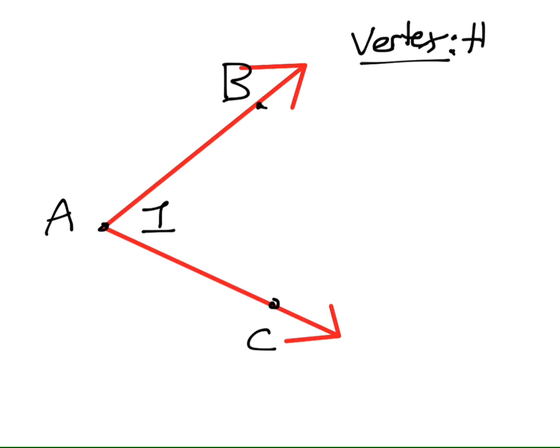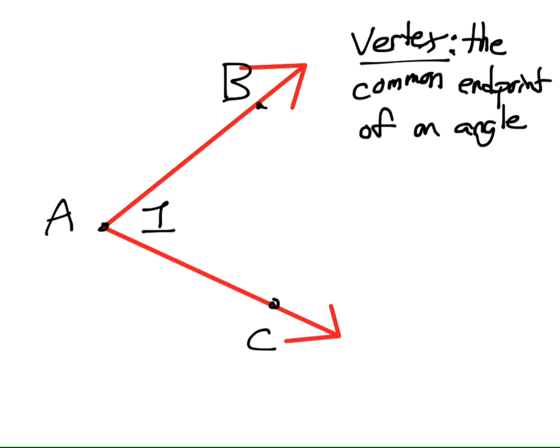So let's look at angles a second. How do we name them? Here's an angle made up of two rays, right? There are multiple ways we can name angles. Okay, one of the ways is by the 3 points that make up the angle. This is called the vertex. Okay, the vertex. This is the last one. Is the common endpoint of an angle. So if I asked you what's the vertex of this angle, you would say it's point A. It's where the two rays meet to form the angle.